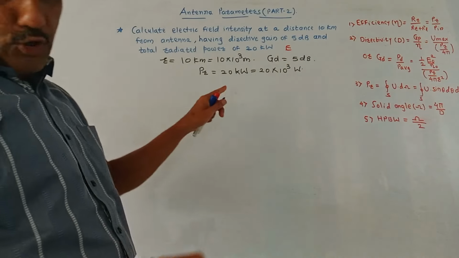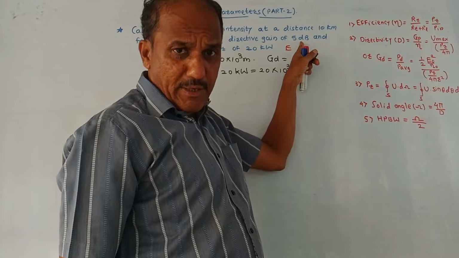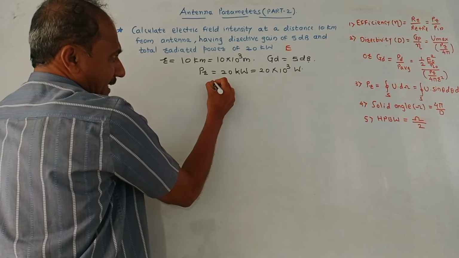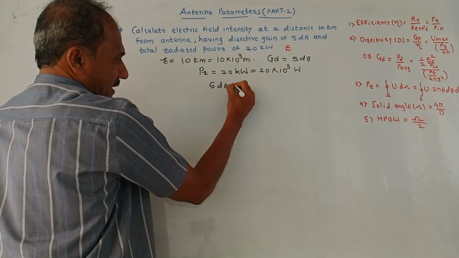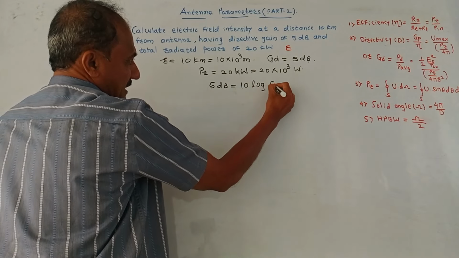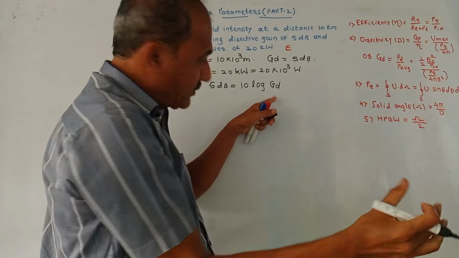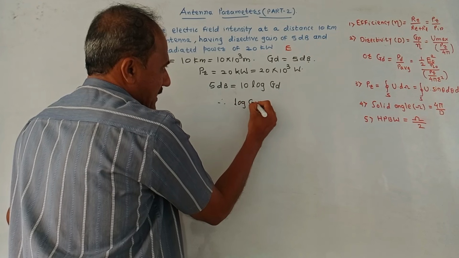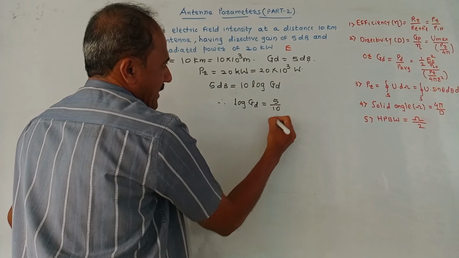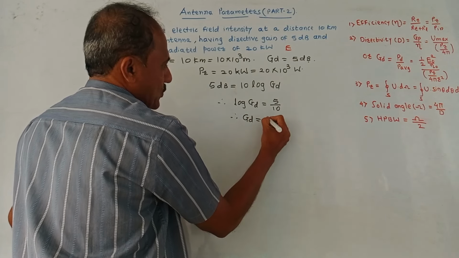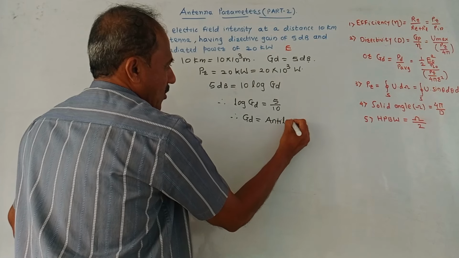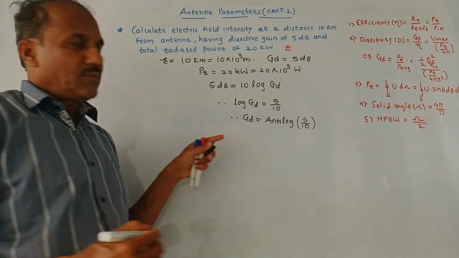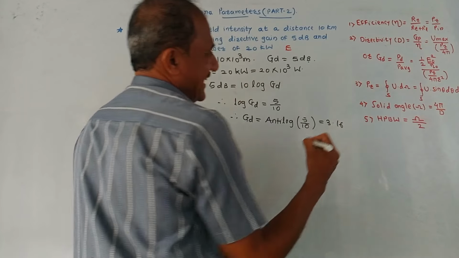watt. Now the most important part: the value of directive gain is given in dB, we need to convert it into normal units. So this is GD, which is 5 dB. I can write this as 5 dB is equal to 10 log of GD. This GD is in normal units. We have to calculate the value of this GD. Therefore, log of GD is equal to 5 upon 10. Therefore, GD is equal to anti-log of 5 upon 10. So you need to calculate this value. This value is 3.16. This is in normal units.